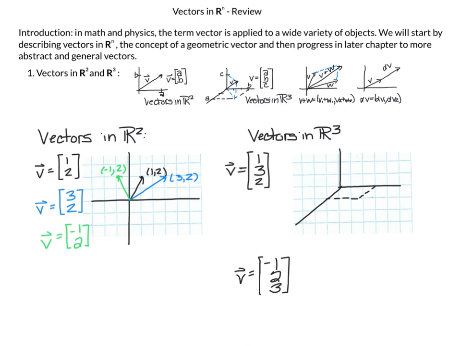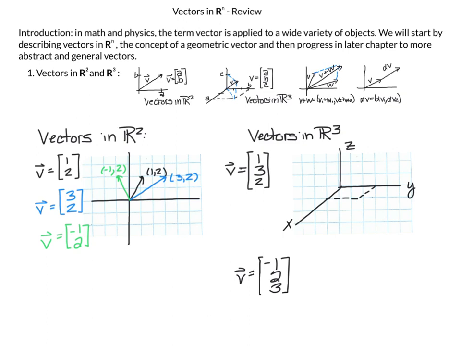Vectors in R3 are a little more challenging to draw, but they're doable once you get used to them. So here's my x-axis, here's my y-axis, and here's my z-axis. And I want to plot the point 1, 3, 2, or the vector 1, 3, 2. So I go over 1 unit along the x-axis, and our lines are going to be parallel to the y-axis. We go over 3 units, 1, 2, 3, in the y-axis, and then we draw the rectangle between x equals 1 and y equals 3.